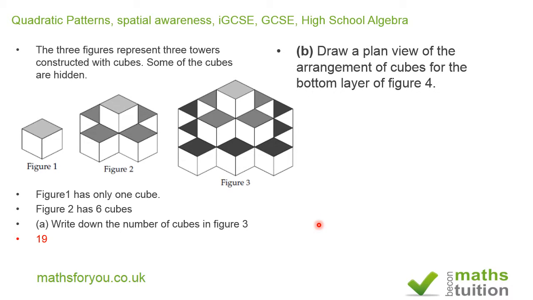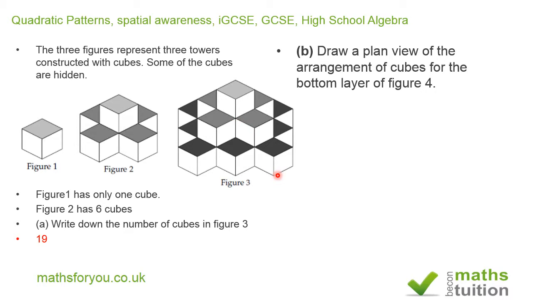And then it says, draw a plan view of the arrangement of cubes for the bottom layer of figure 4. So we need to find the number of cubes in the bottom layer of figure 3. Now we know that figure 3 has got 19 cubes. Now 6 of those cubes are from figure 2. So 19 minus 6 will give us 13. So there are 13 cubes at the bottom layer of figure 3.